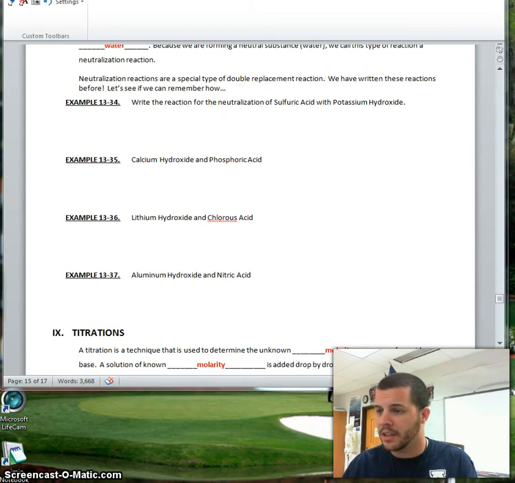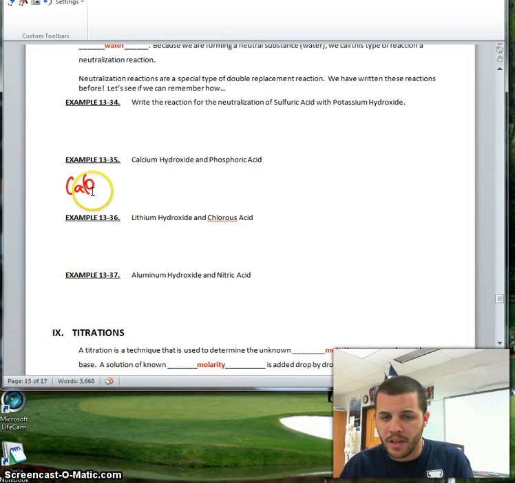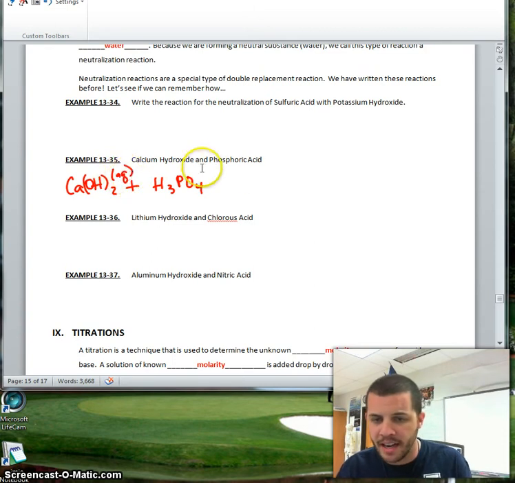And let's take a look at calcium hydroxide, which is Ca(OH)2, and phosphoric acid, H3PO4. Now, I didn't leave myself much room here, but both of these are aqueous, okay? These are both aqueous solutions. So let's go ahead and add in our state symbols here.